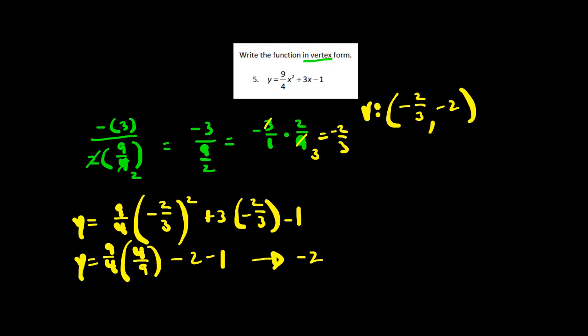So now we can put this all in vertex form. So y, opposite of this, equals a, which is 9/4, times x, opposite of that, squared, and that's your answer.